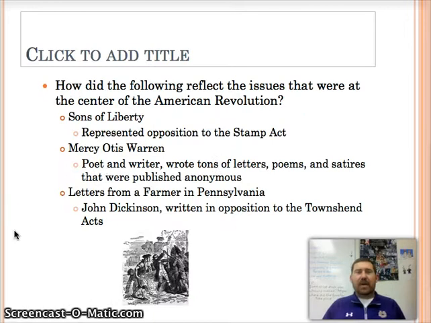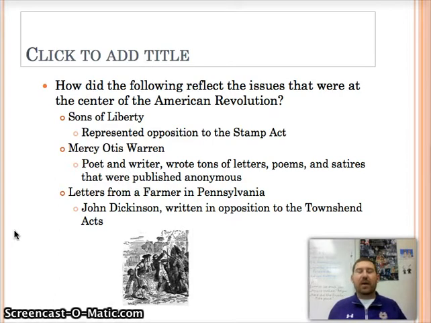Next thing you need to know is how did the following reflect the issues that were at the center of the American Revolution. So how did people respond to these taxes? How did they file their grievances? How did they do what they did? The first group is the Sons of Liberty. Now the first thing you need to realize about the Sons of Liberty is that these were not the colonial elites, because these guys were being scrutinized and watched by the British. So this was a group of craftsmen and tradesmen, middle class would be the best way to call it.